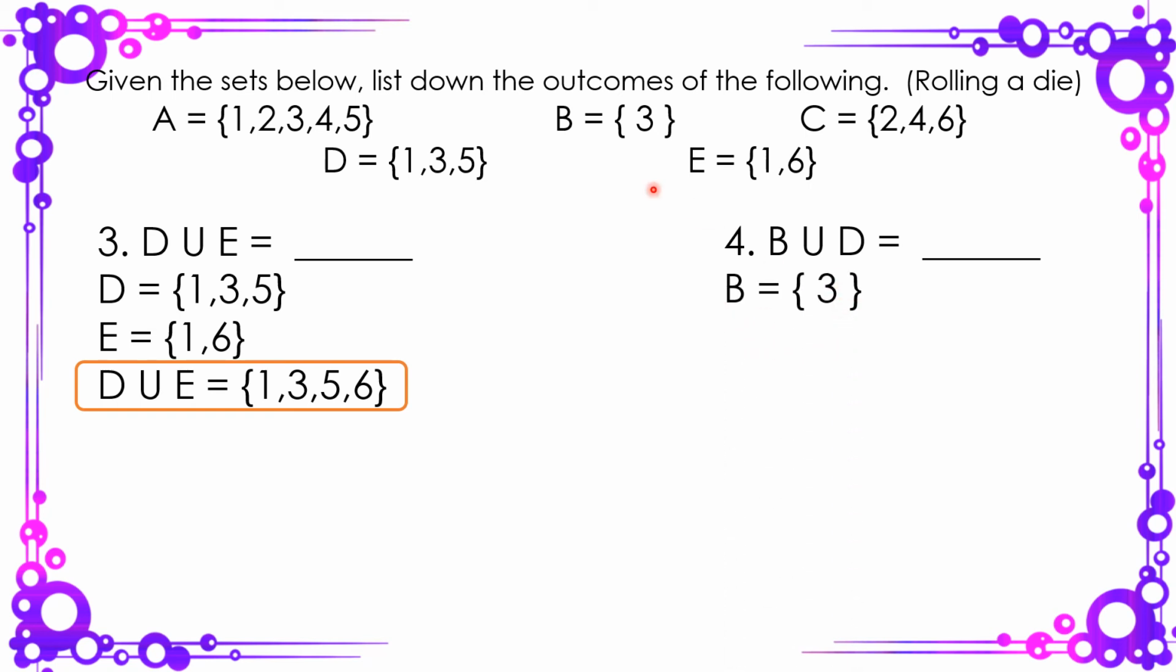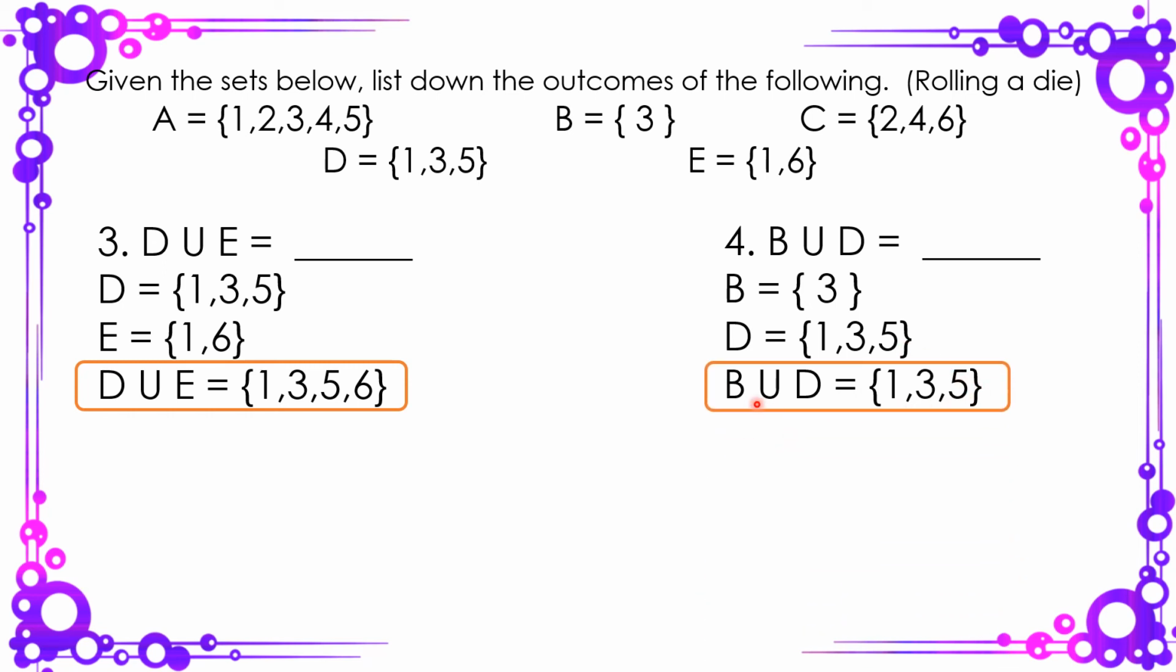So B is equal to 3 and D is equal to 1, 3, and 5. So B union D is equal to 1, 3 appears twice, but you must write it once, and then 5. So this is our answer. B union D is equal to 1, 3, and 5. Again, do not forget to write this brace symbol.